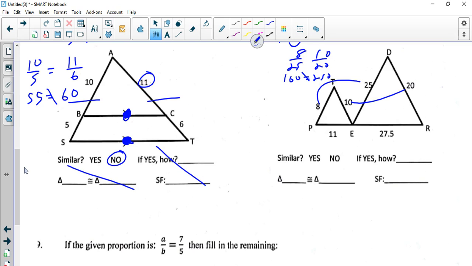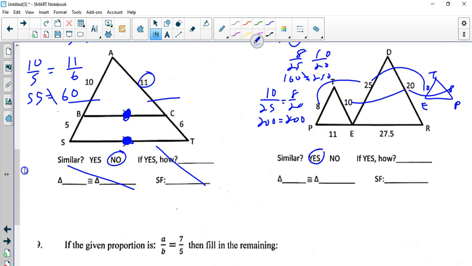But if we took PET and turned it around, there we draw it, and put 10 here and the 8 here, and now we try this, 10 to 25, 8 to 20, let's try it. And sometimes you gotta try it. You're not always gonna get it the first time. 10 to 25 equals 8 to 20. Well, that gives us 200 equals 200. So that is a yes.